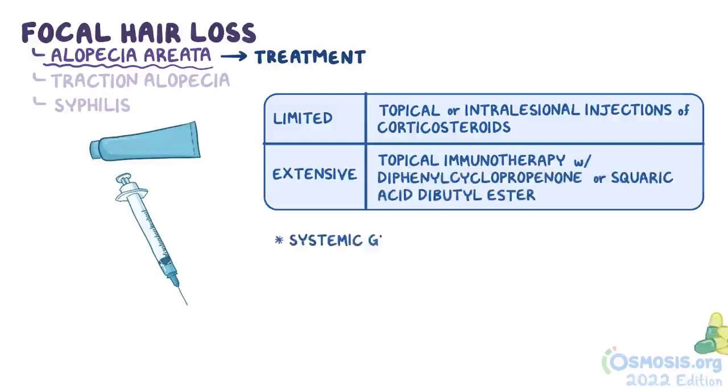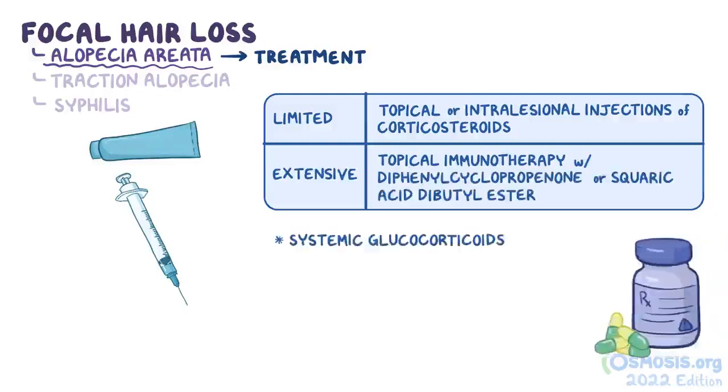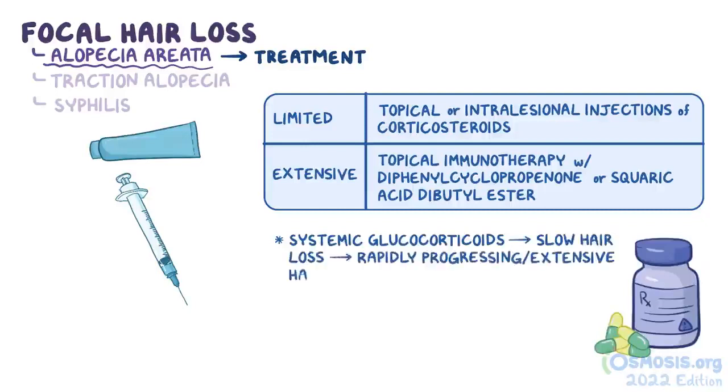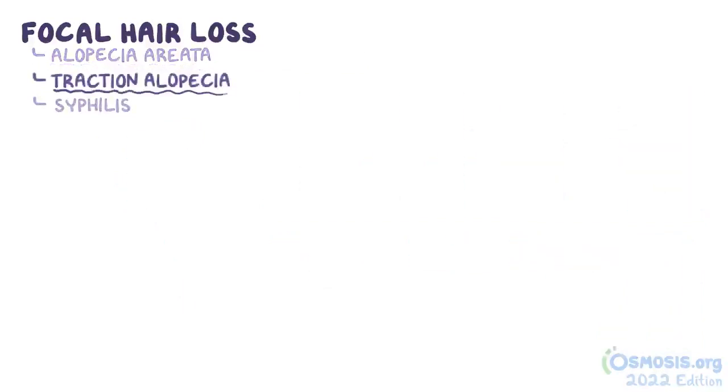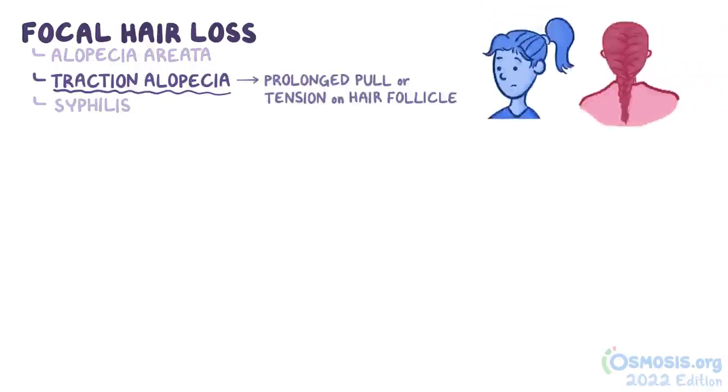Additionally, systemic glucocorticoids are occasionally prescribed as a temporary measure to slow hair loss in individuals with rapidly progressing and extensive hair loss. Now, focal hair loss in traction alopecia results from prolonged pull or tension on the hair follicle, usually due to hairstyles like tight ponytails or braids.